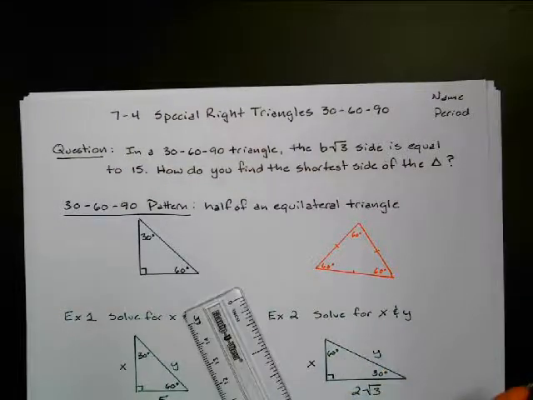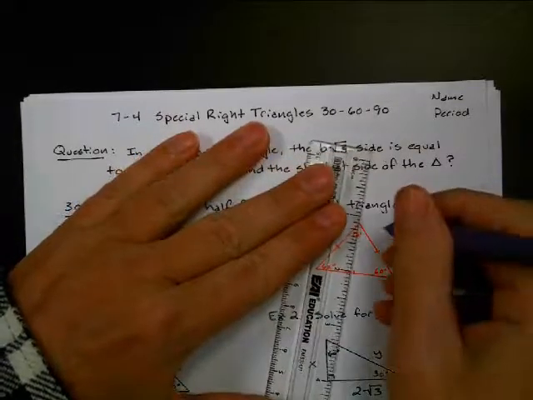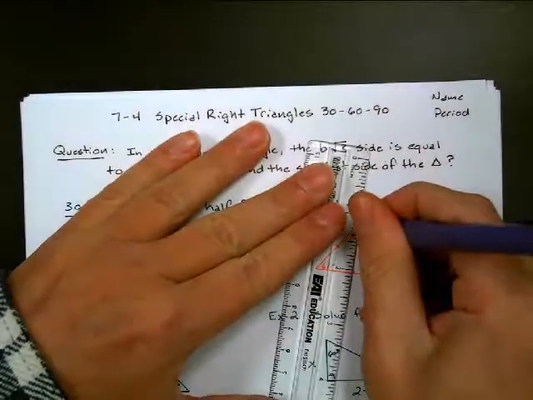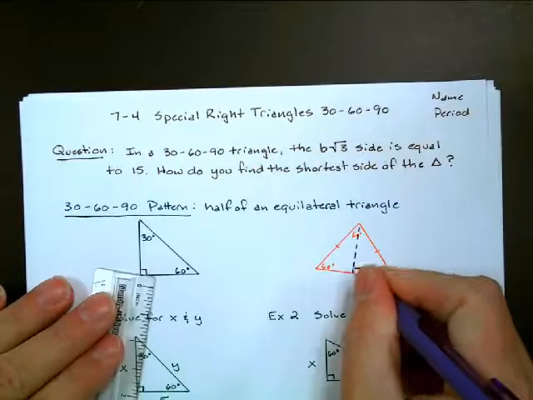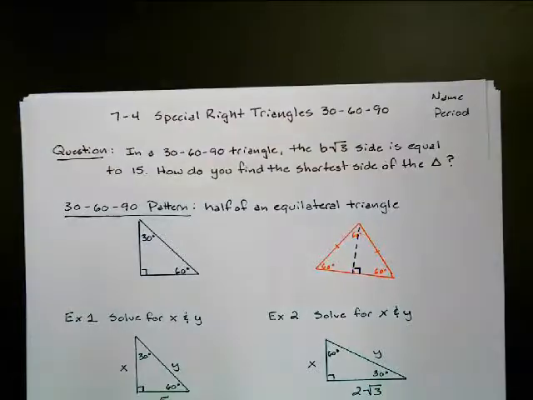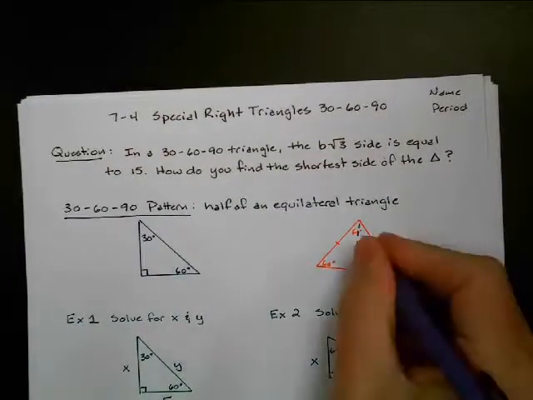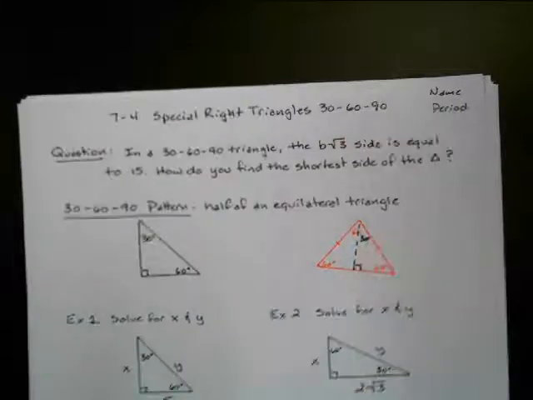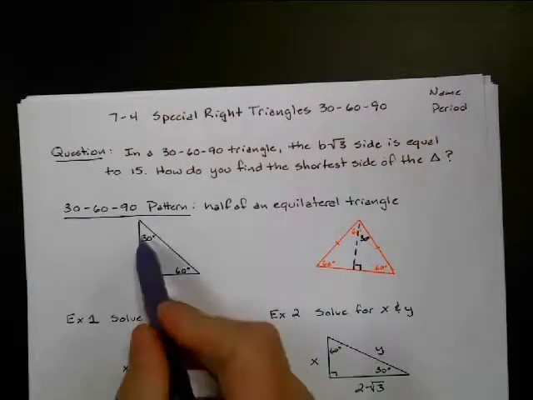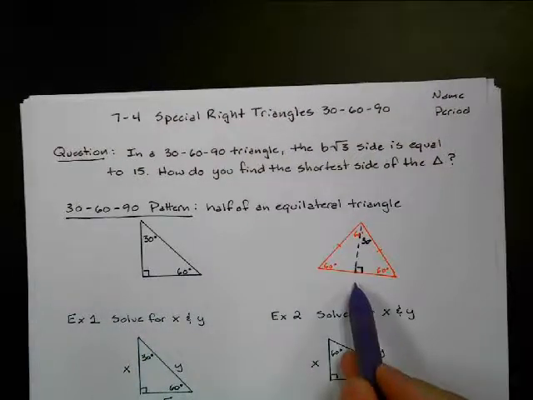Now, if I cut this in half right down the middle, this would be 90 degrees right there. So I cut the triangle in half, which means I also cut this angle in half up here. So this 60-degree angle up here is only a 30-degree angle now. So that's where we're getting the 30, 60, 90 from, by cutting this equilateral triangle in half.